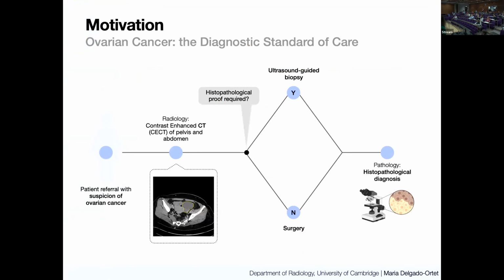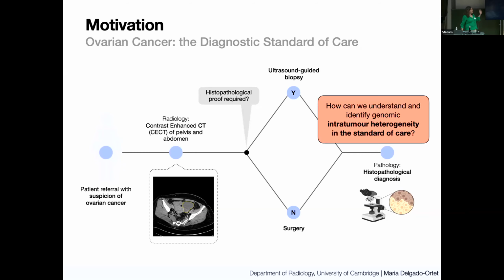So first, let's have a look at what the standard of care looks like. When a patient is referred to the hospital with a suspicion of ovarian cancer, a contrast-enhanced CT of her abdomen and pelvis is taken, and then depending on how the disease looks, we may decide to take a histopathological proof to know what the diagnosis is. So we would go for ultrasound-guided biopsies, or we can go straight to surgery and then take the sample from here and then send it to pathology.